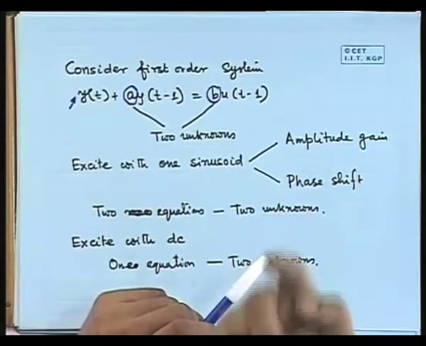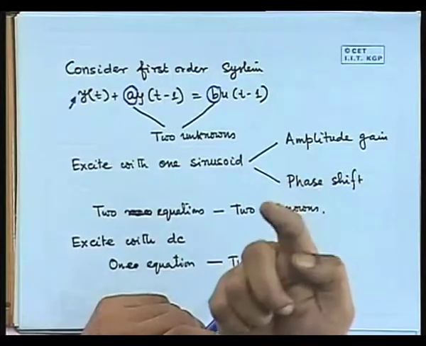So if you excite a first order system with one sinusoid, you get enough equations such that you can solve it. If you excite it with DC, will you be able to solve it? You will get only one equation and you have two unknowns, so you cannot solve it. Similarly, if you have a second order system, you will require two sinusoids, because you have two poles. So if you have two poles, you need two sinusoids to excite them, right? So this is also intuitively very clear.